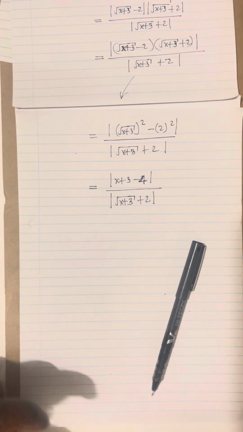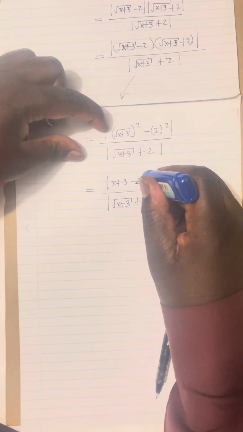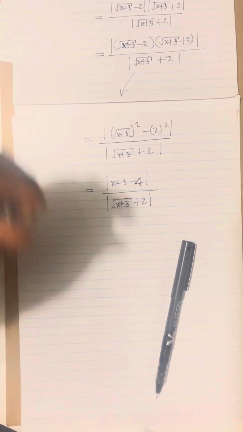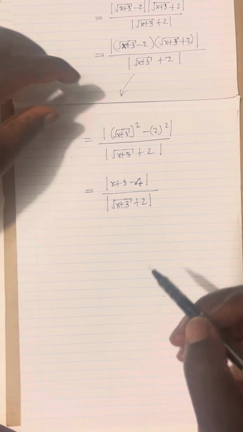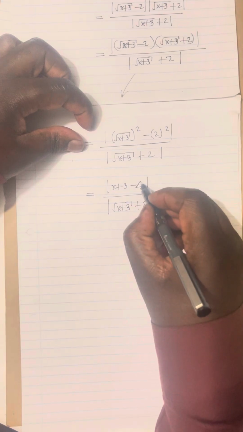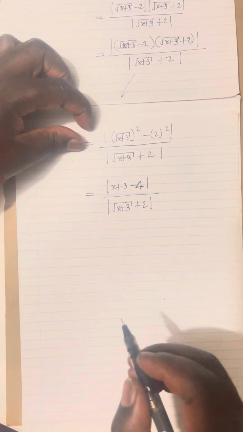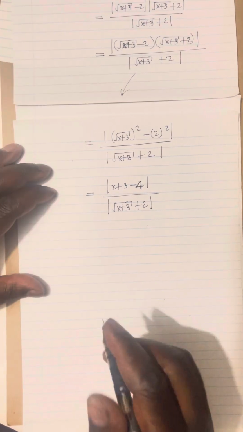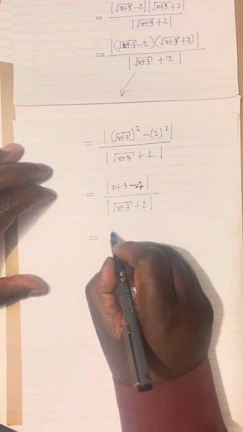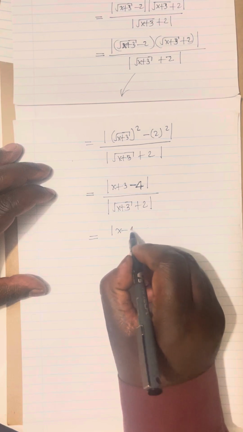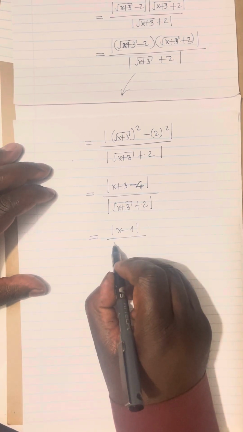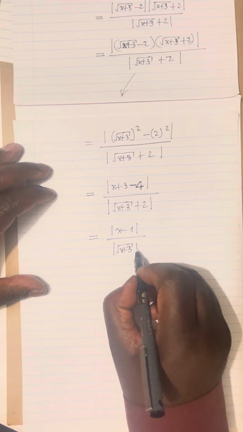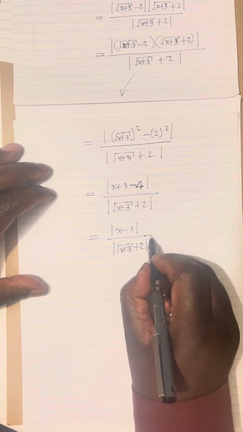So let me rewrite this 4 here, and I'll emphasize that again so that it's very clear for someone who is going to watch this video. Right, so this is what we have now. The numerator simplifies to the absolute value of x minus 1, all over the absolute value of square root of x plus 3 plus 2.